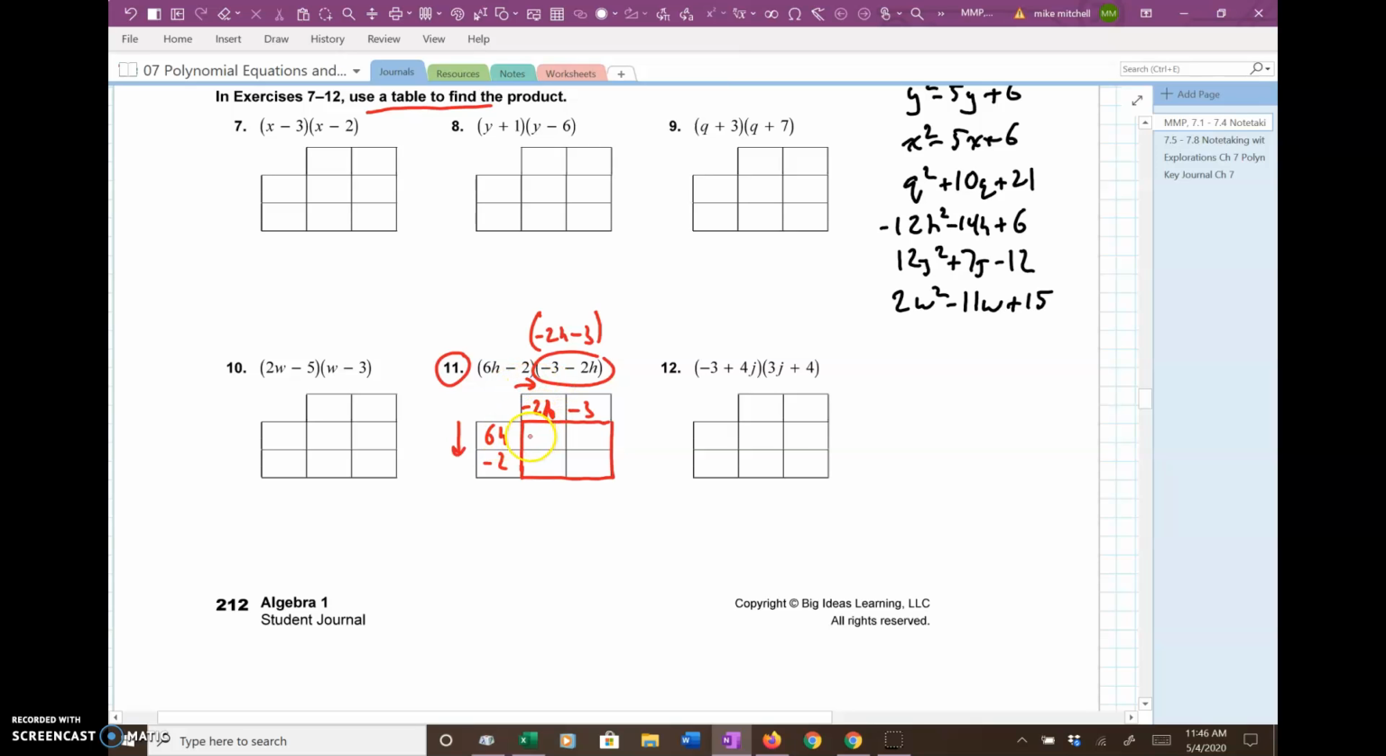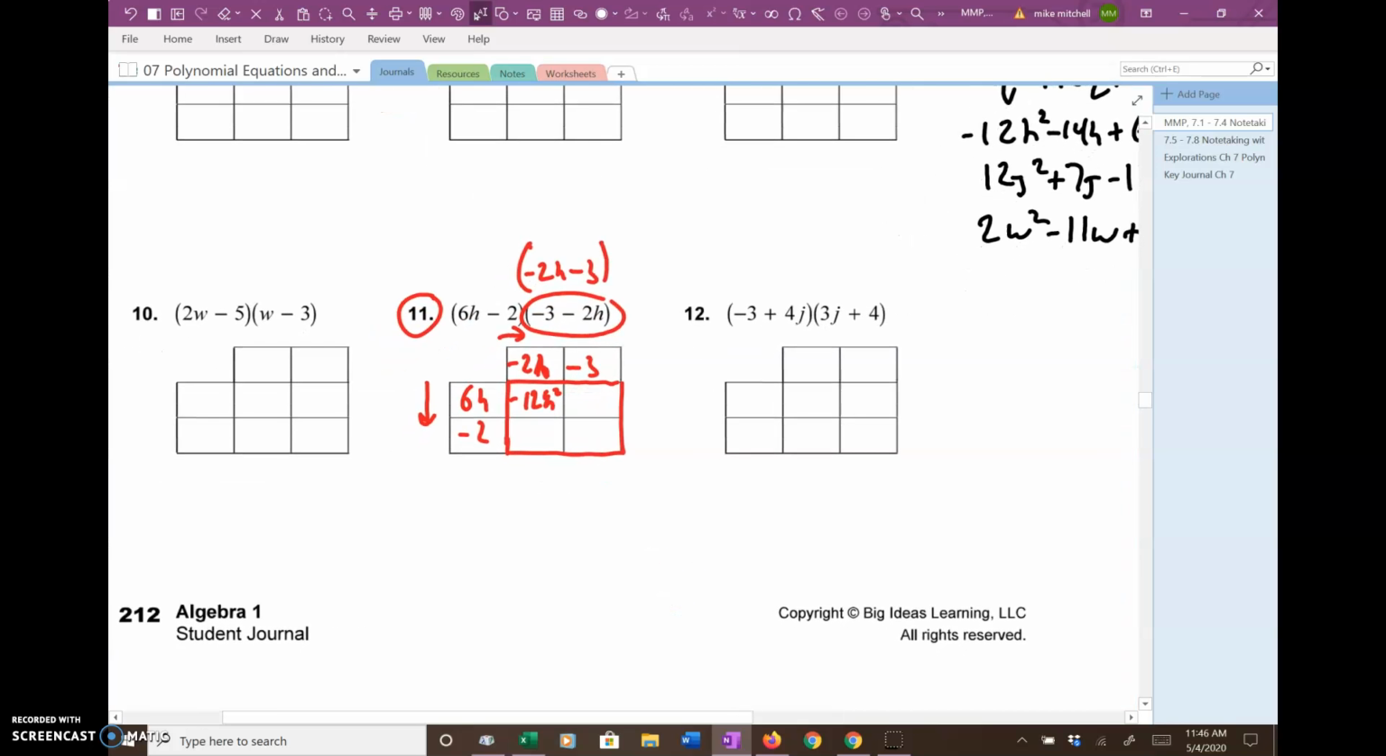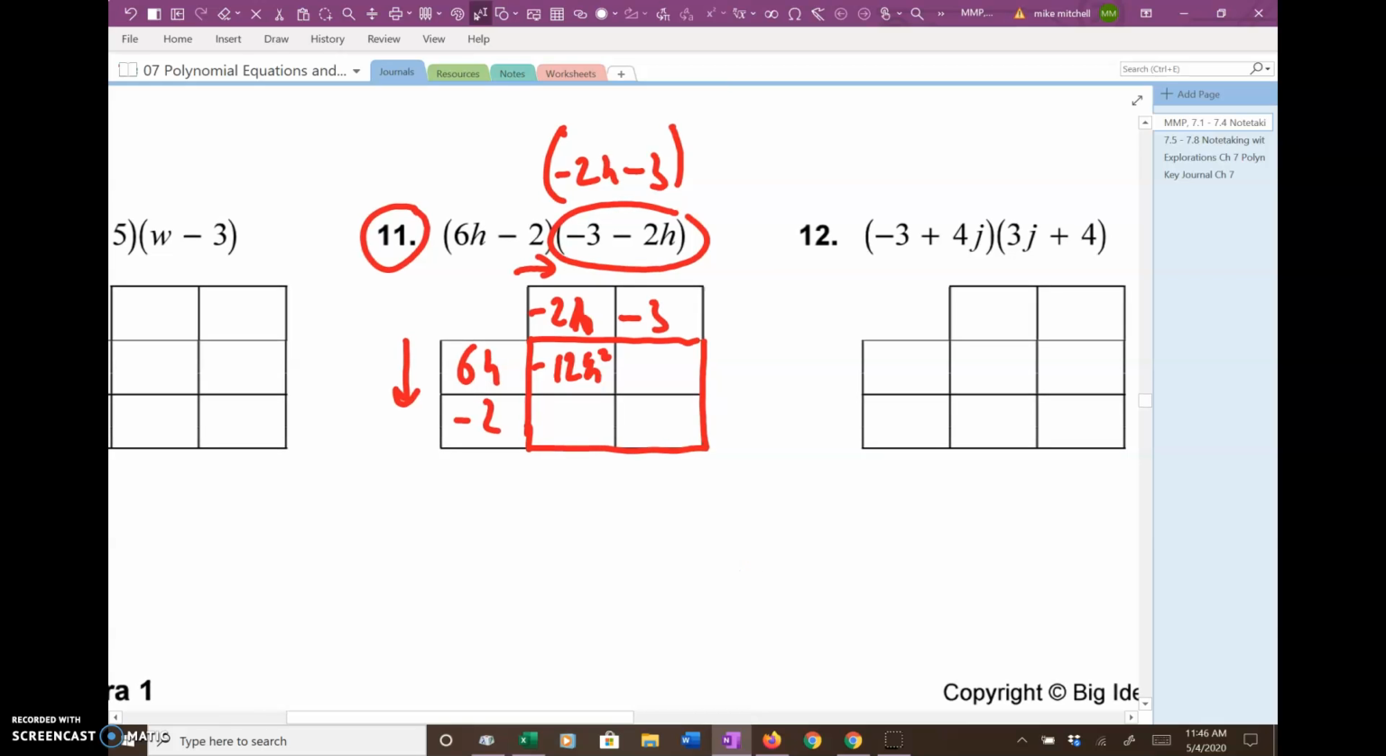6h times minus 2h, that's negative 12h squared. Negative 2 times negative 2h. Negative times negative is positive, so that's going to be 4h. 6h times negative 3, that's negative 18h. And negative 2 times negative 3, that's positive 6.